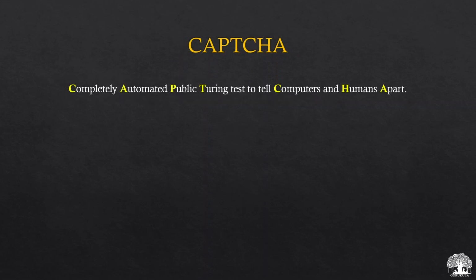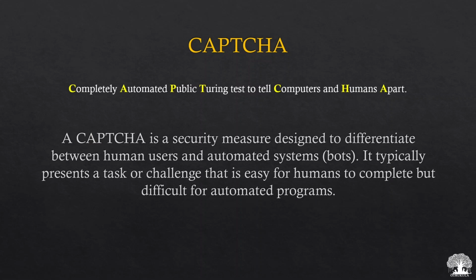So what exactly is CAPTCHA? It's a Completely Automated Public Turing test to tell Computers and Humans Apart. Apart from this acronym, we very well know what CAPTCHA is. A CAPTCHA is a security measure designed to differentiate between human users and automated systems. When I say automated system, I mean a bot which is instructed to do some things, like attempting rapid login attempts.